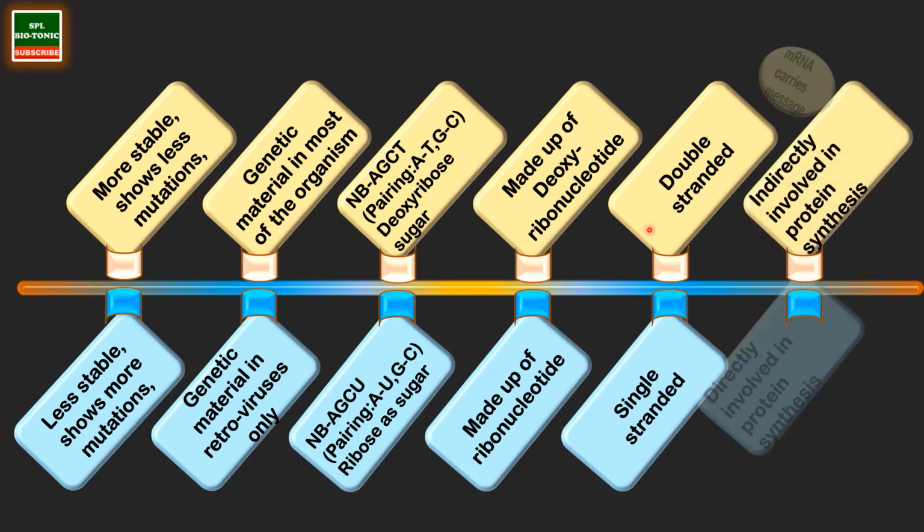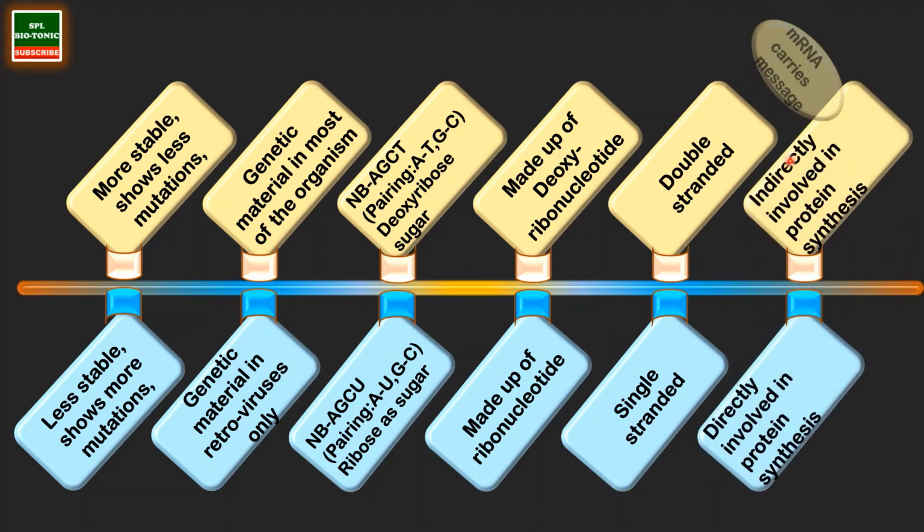Now in case of protein synthesis, DNA is indirectly involved in protein synthesis, whereas RNA is directly involved in protein synthesis. If you remember, in case of eukaryotic cell, DNA sits inside the nucleus and it sends the message for protein synthesis through RNA. So students, I hope you are also understanding the various differences between DNA and RNA.